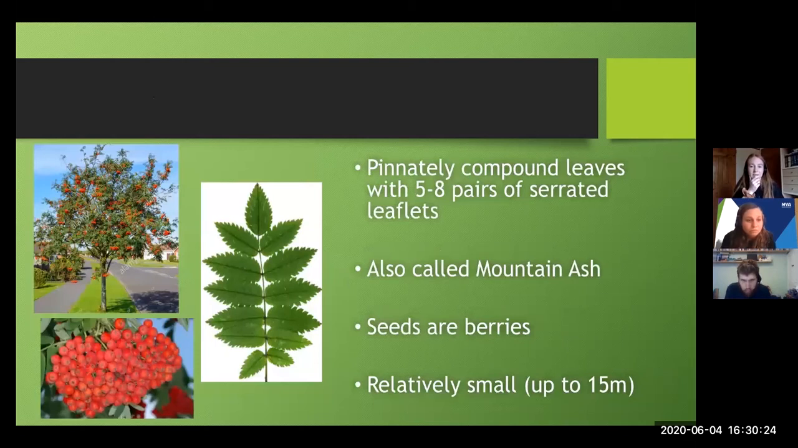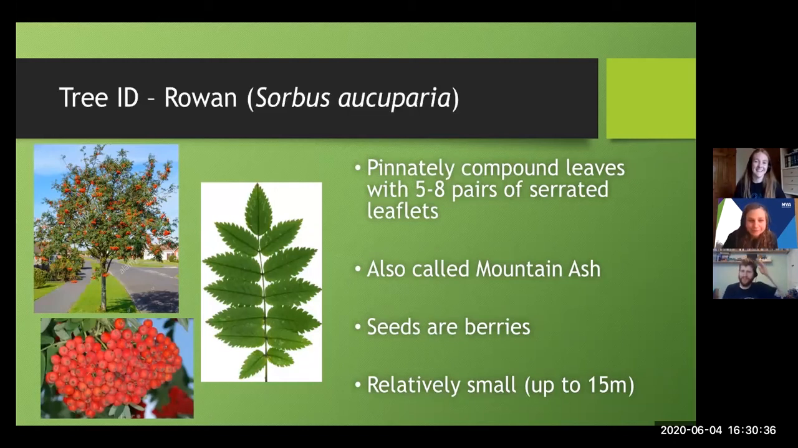Okay, any guesses for this one? Rowan? Yeah. So it's also called mountain ash, but that's purely because of the leaf shape. They're not related. And it's called mountain ash because they're typically found in high altitude places. So that's why mountain's in there.